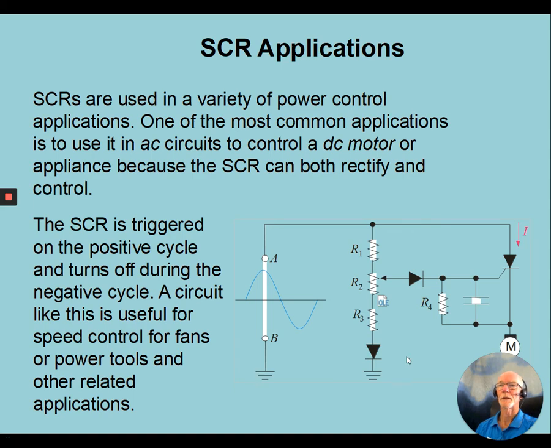Applications for our SCR. If we have an AC input coming in, we vary the voltage to the gate of our SCR, and we can control how much of that cycle, or when during the cycle, this particular device, for example the motor, turns on. The disadvantage is that it only allows current to flow in one direction. So, for example, we could use it to control a DC motor from an AC supply.